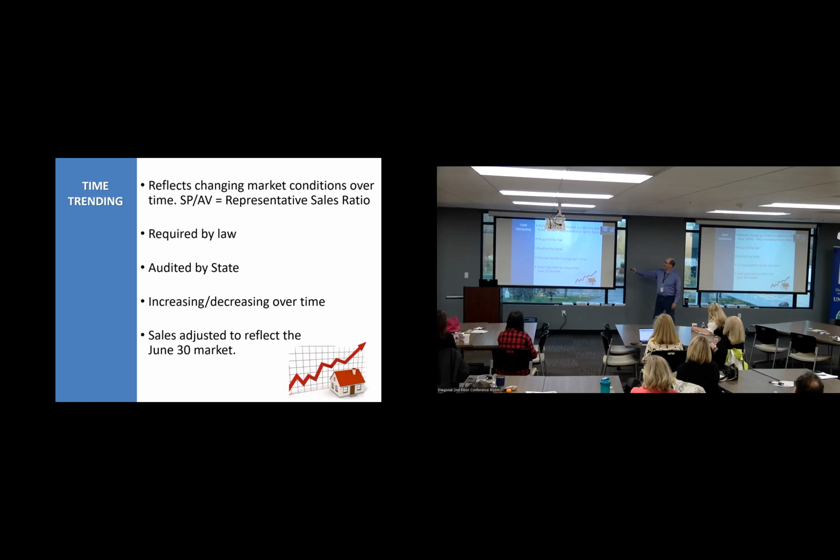All right, so why do we do it? We have to consider it because it's required by law. The auditor audits us. It's the best way to do it to make sure we have uniform and equitable values for our taxpayers. And then we're audited by the state, and increase and decrease in values over time is measured by specifically the time trend and adjusted to the June 30th appraisal date every 2 years.